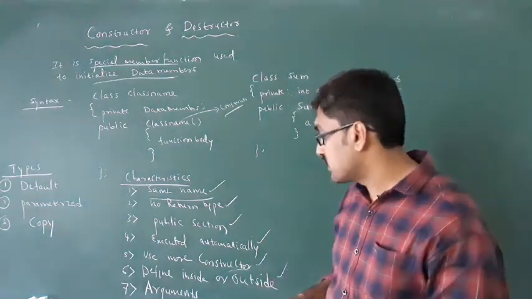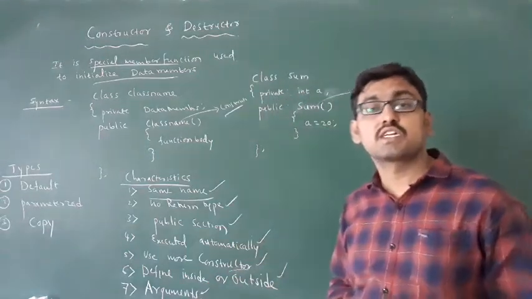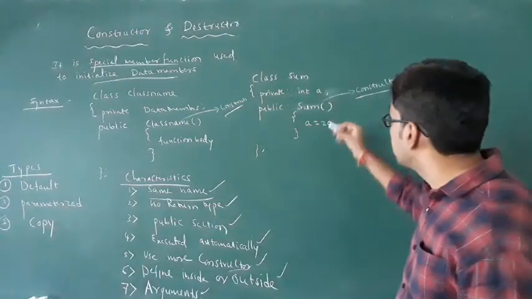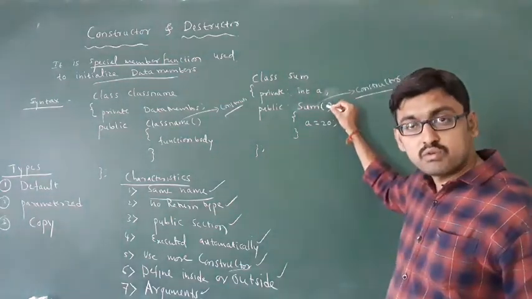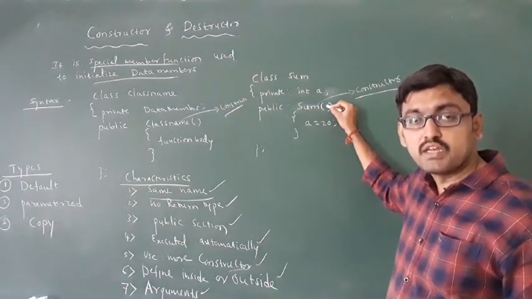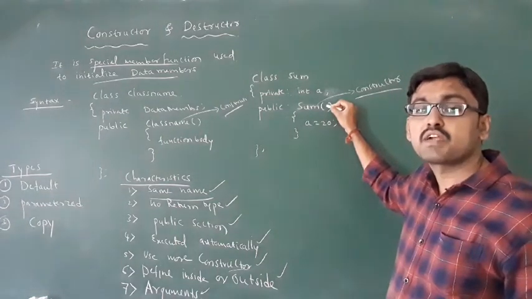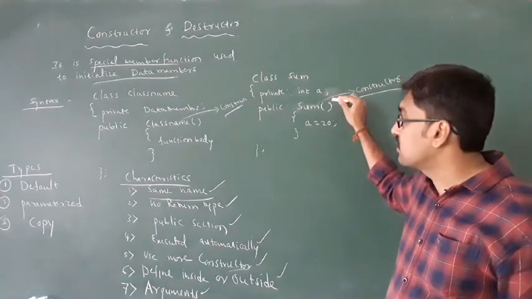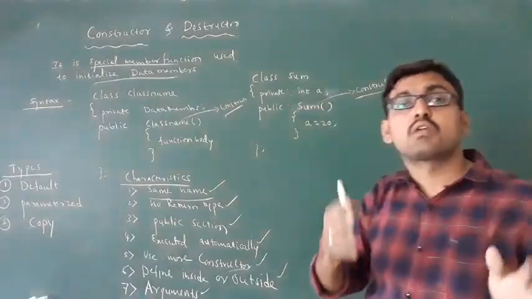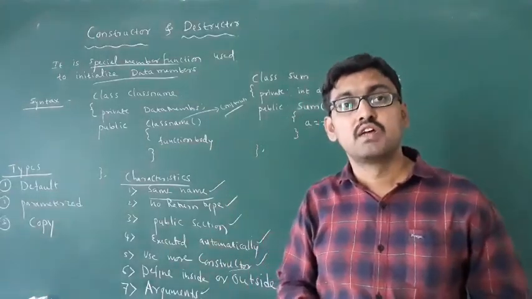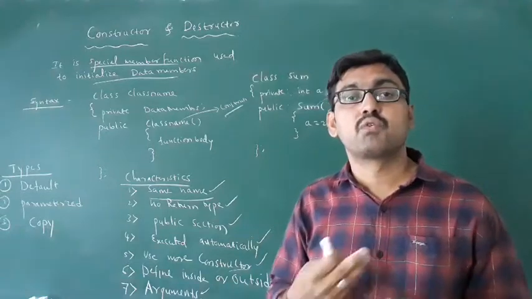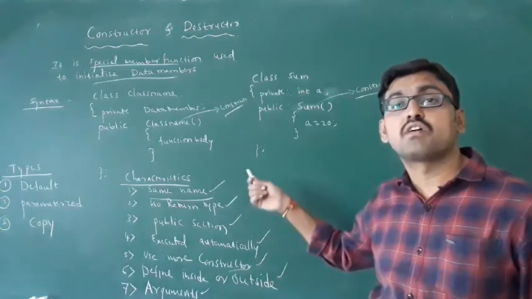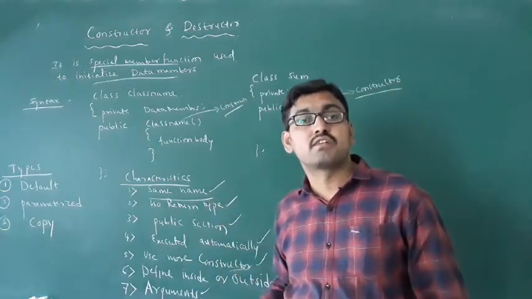Then a constructor can have 0 or more arguments. You can write arguments here. Default constructors have no arguments. In parameterized constructors, you can use arguments. A constructor has 0 or more arguments. It may or may not have them, depending on the program, you can use it. Got it? See, these are the features, conditions, or characteristics of a constructor.